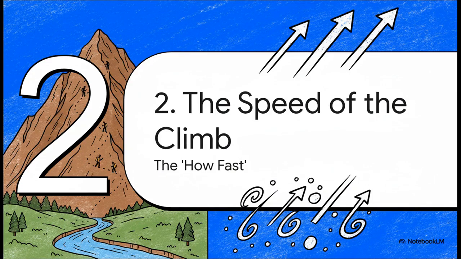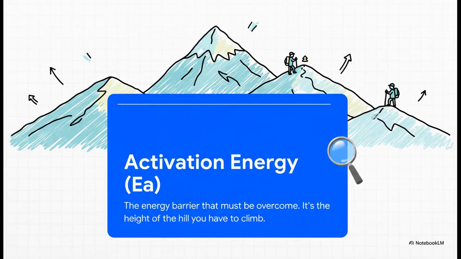Okay, but here's the catch, right? Just because you know the trail goes downhill overall, that doesn't tell you anything about how fast you're going to get to the bottom. For that, we have to look at the actual climb. And this is the world of kinetics. See, even on a journey that's mostly downhill, there's almost always a little hill you've got to climb first to get started. And that hill, that's the activation energy.